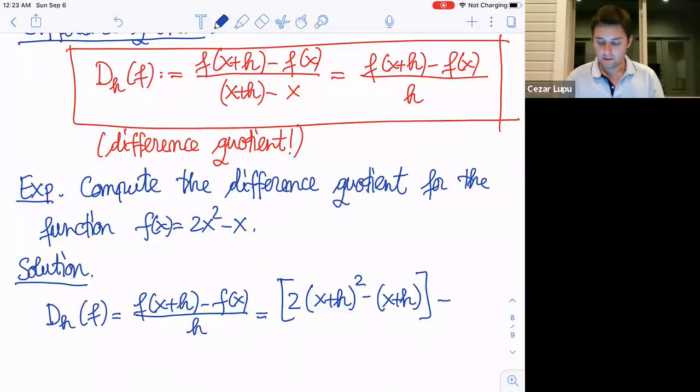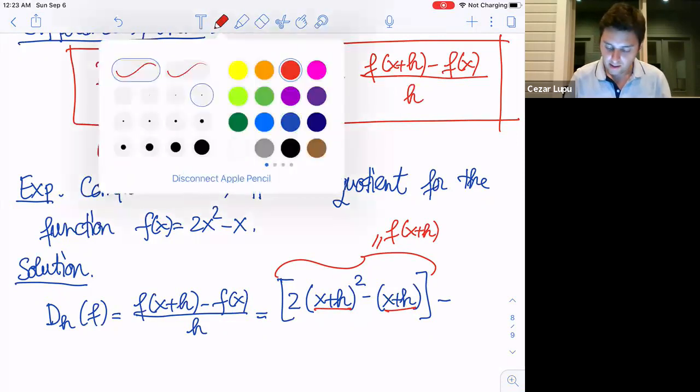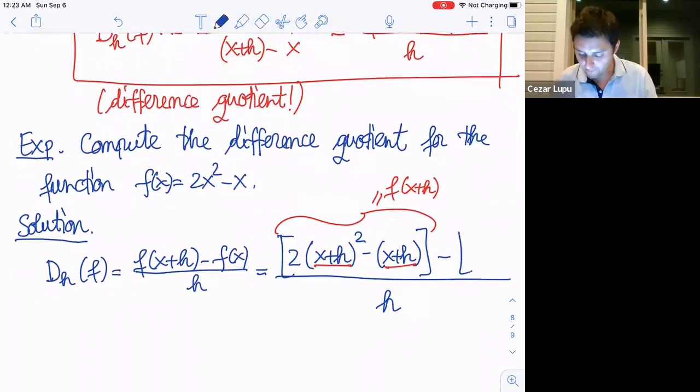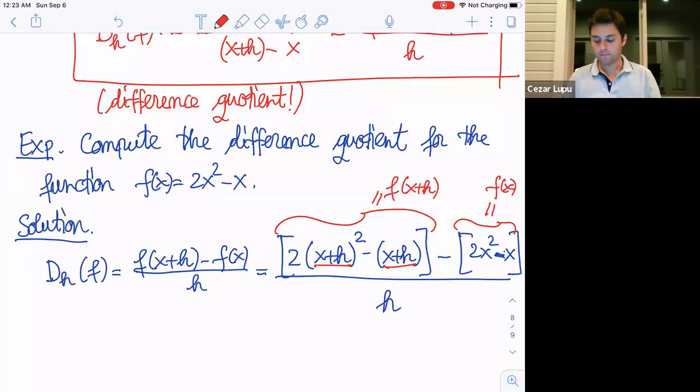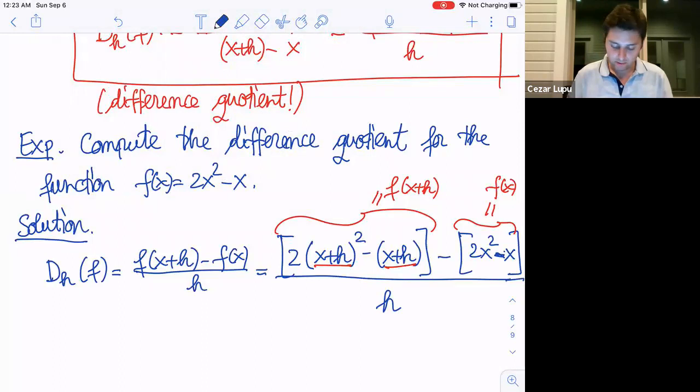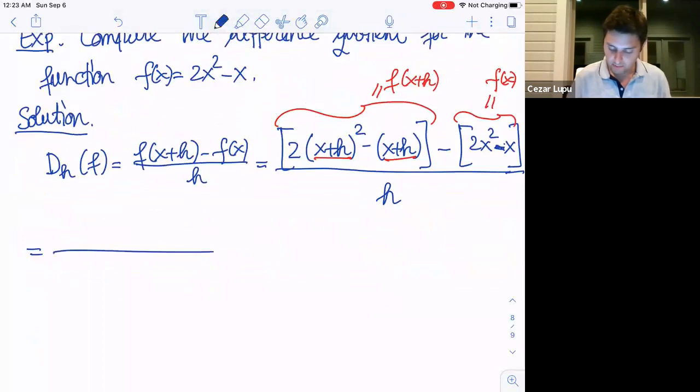Right, so this guy here is f of x plus h, right? As we can see, we have x plus h instead of x now, and this is over h, and now minus f of x, which will be 2x squared minus x. And this guy here is nothing else than f of x. Okay, so this will be equal to, and now we have to do the computations. That's not a pleasant thing to do, but anyway, we'll have to do it.